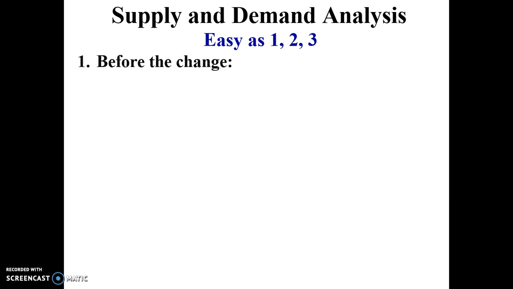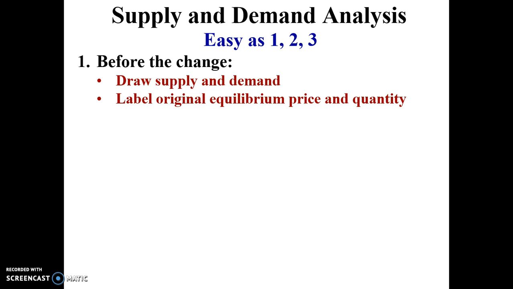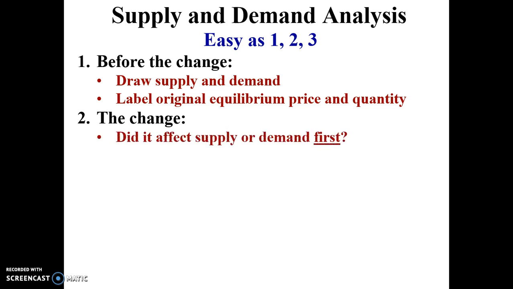1, you need to look at what it was like before the change, so where the supply and demand met first. So you're going to draw supply and demand, and you're going to label the original equilibrium price and quantity. 2, you're going to look at the change. What shifted? Something had to change in order to change the equilibrium. So did the change affect supply or demand first? That's very important. You need to know which determinant caused the shift.